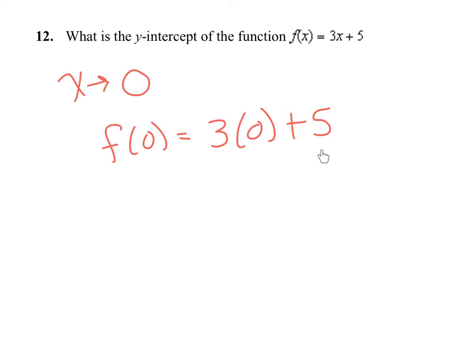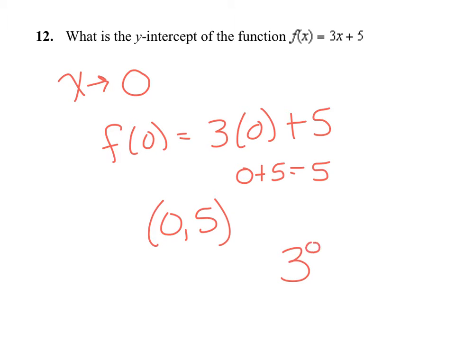And the output's going to be 5, because 3 times 0 equals 0 plus 5, which equals 5. So the y-intercept for this problem is (0, 5). Remember, 3 raised to the 0 would have equaled 1, but 3 times 0 is actually equal to 0.